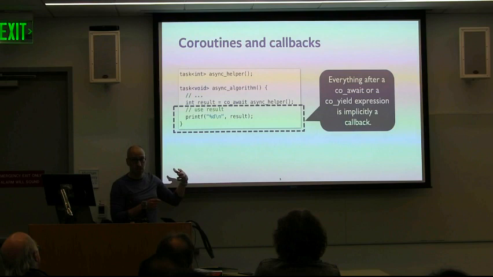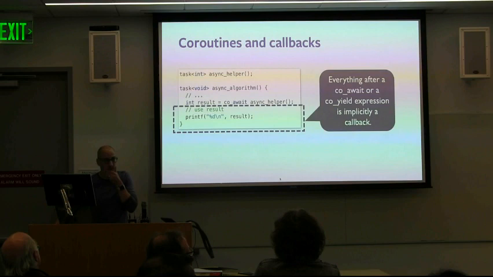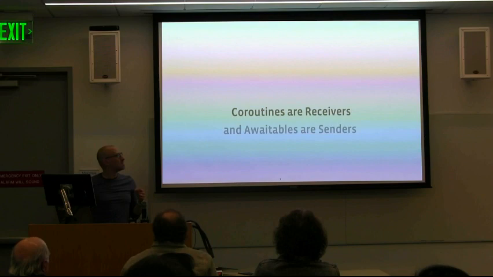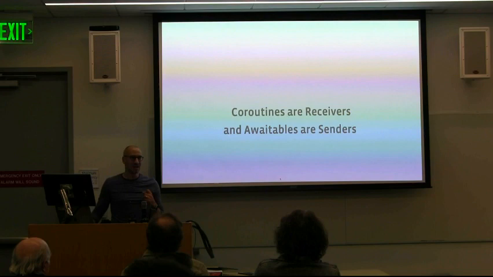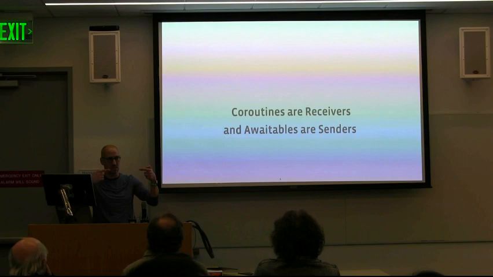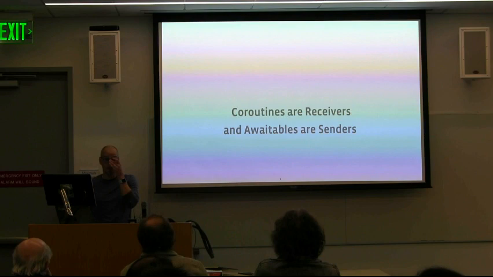Yes? For the co-await, I think about that sort of as a call to the then function with the result. It's a lot like that. Yeah, you stole my thunder, right? A coroutine is like a callback, and if callbacks are receivers, then coroutines are receivers and awaitables are senders. Bad Zoe, bad. There's a direct correspondence, a one-to-one mapping between this language feature, coroutines, and the sender-receiver abstraction, these lazy features.